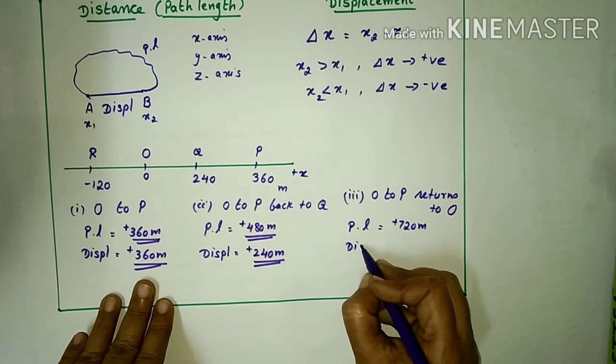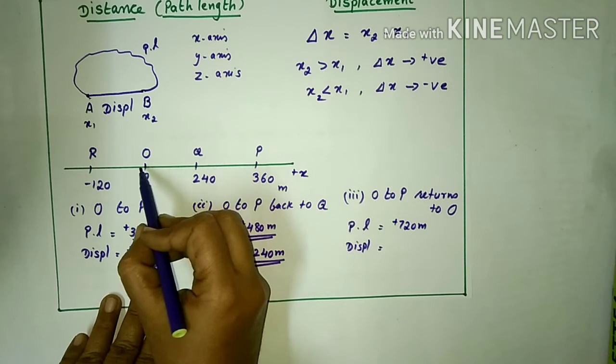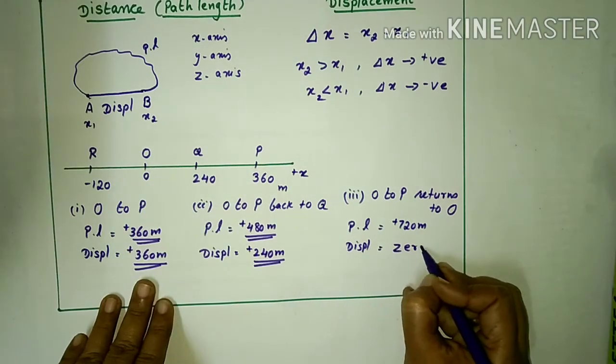Then what is the displacement? O to P then returns to O. So what is the shortest distance between the initial and final position? That is equal to 0.